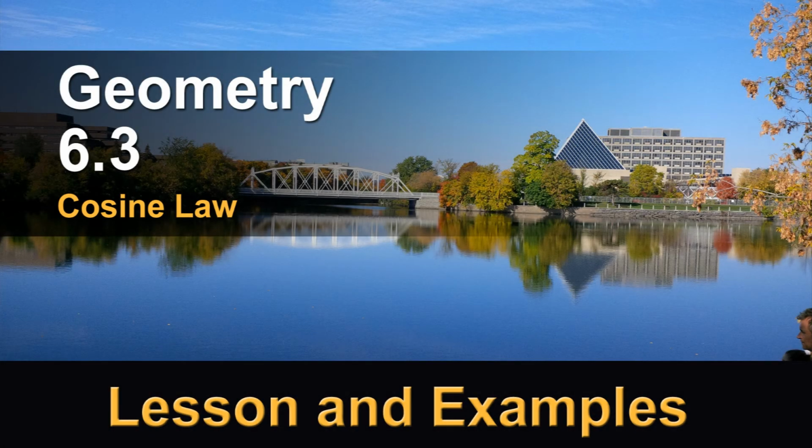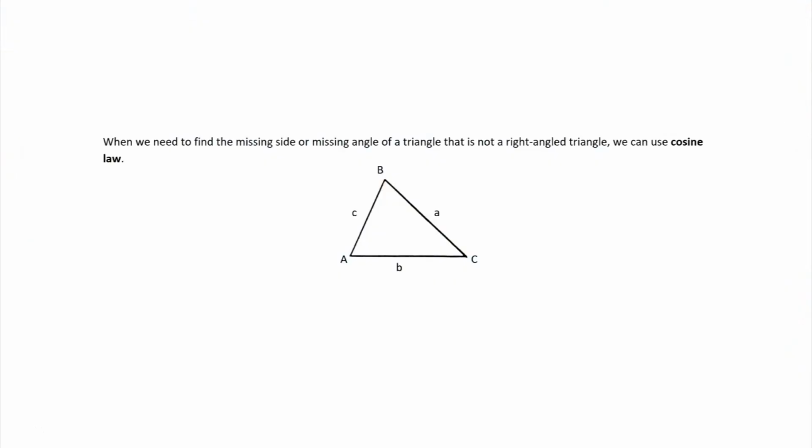Cosine law. When we need to find the missing side or missing angle of a triangle that's not a right angle, we can use the cosine law. So the key here is this time we do not have a right angle.